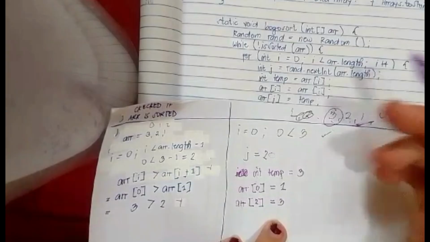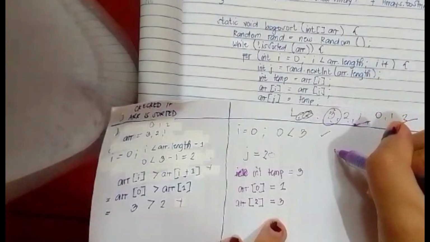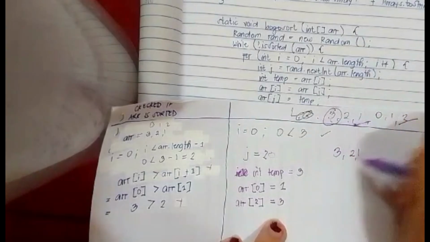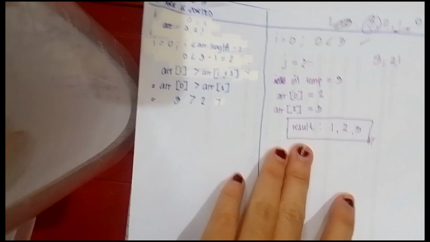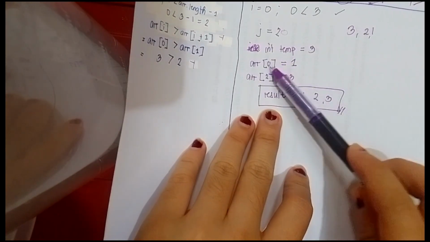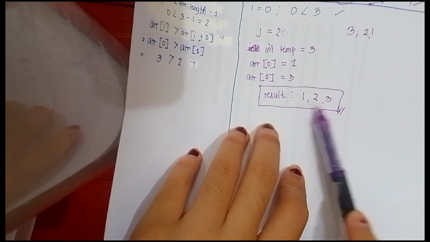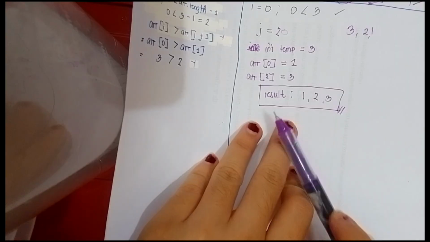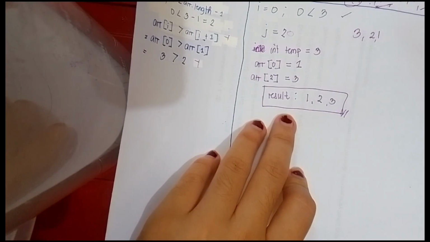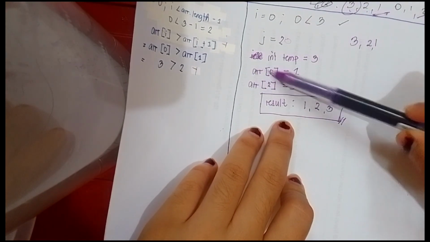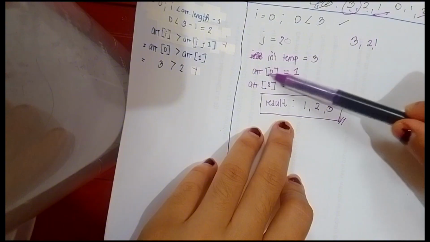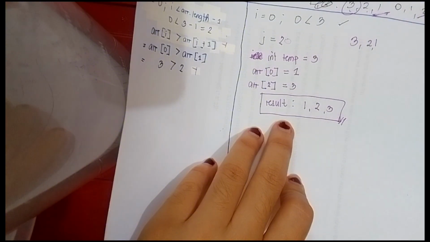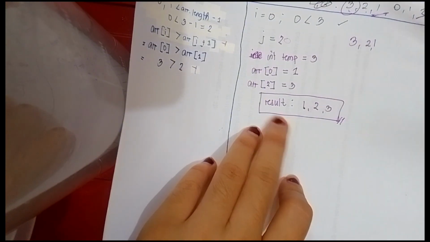So from 3 to 1, our result will be 1, 2, 3. Why 1, 2, 3? So first, our array index 0 is 1. So we will put this 1.